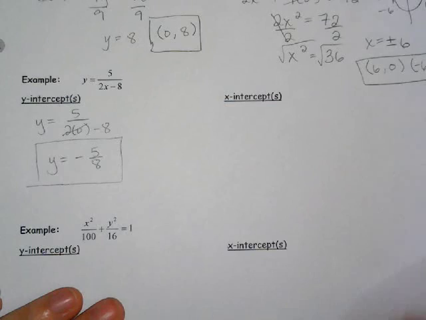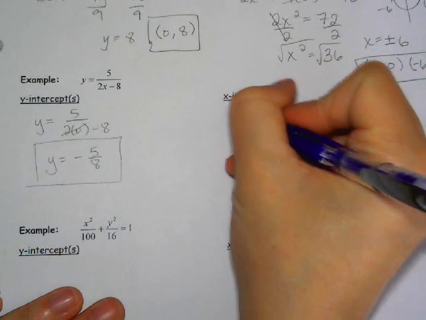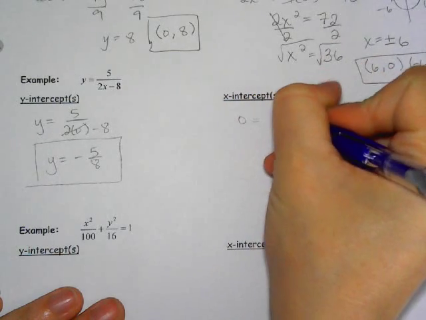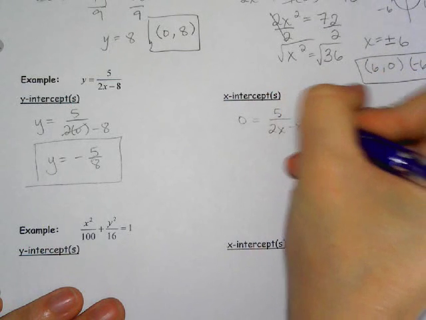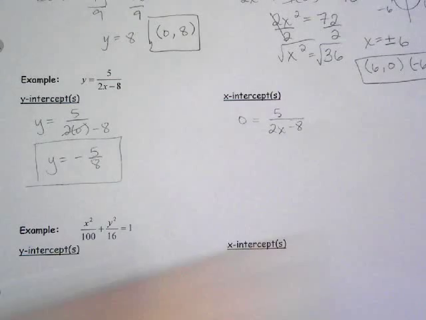Now our x-intercept. 0 equals 5 over 2x minus 8. So the first thing I want to do is get this out of fraction form. So if I want to get rid of a fraction, what do I do?